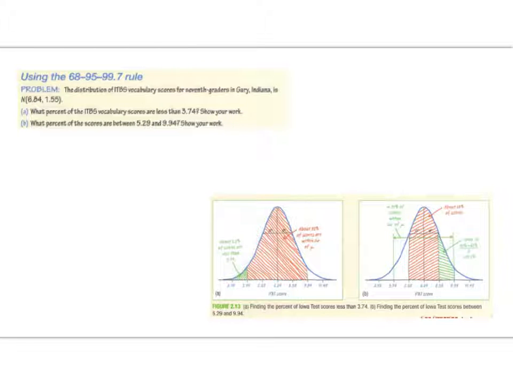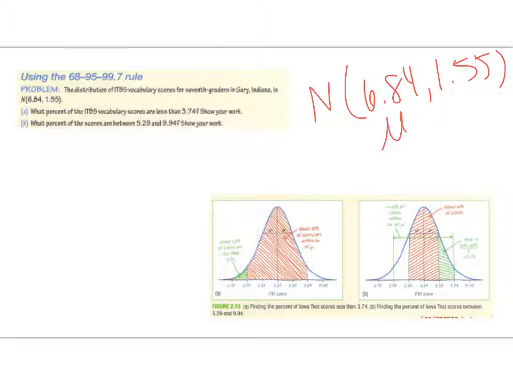Okay, so let's look at another example with this. Our problem here is the distribution of the Iowa Test of Basic Skills Vocabulary Scores for 7th graders in Gary, Indiana is capital N, 6.84, and then 1.55. Remember what that tells us when I see this. That's how my curve is identified, meaning that my curve, because all normal curves have that same basic shape, okay? This means that my mean is at 6.84 and my standard deviation is at 1.55 for this particular normal distribution curve.